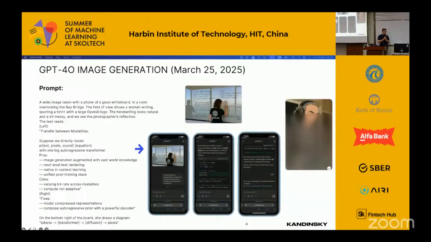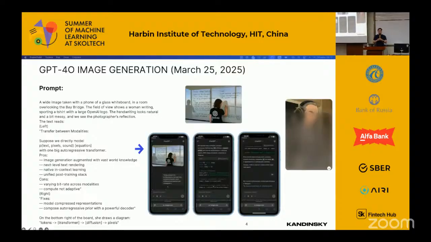I will start not from Kandinsky. I will start from the landscape of that field during the previous four months, actually, and the prominent papers and product releases. First of all, the first one that I would like to discuss is ChatGPT for image generation.